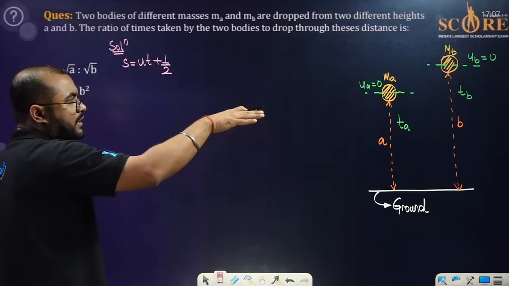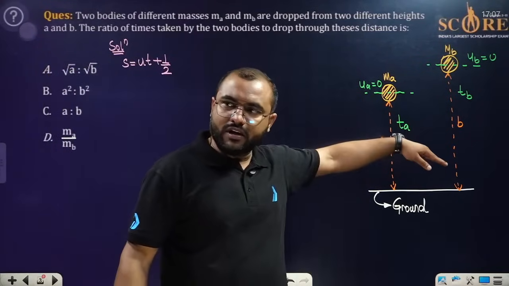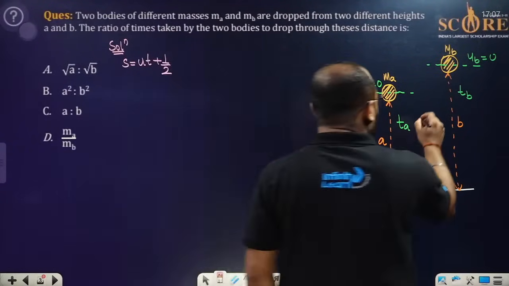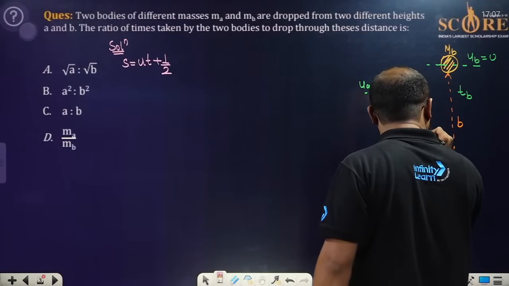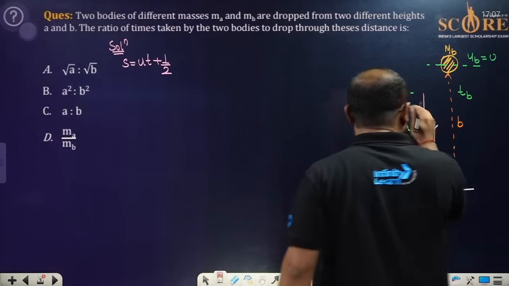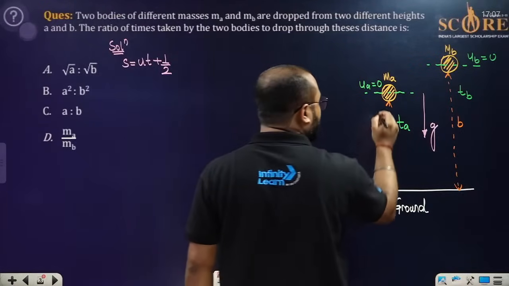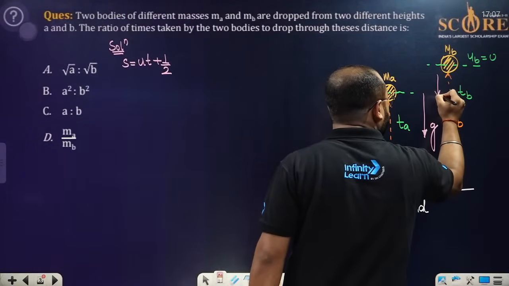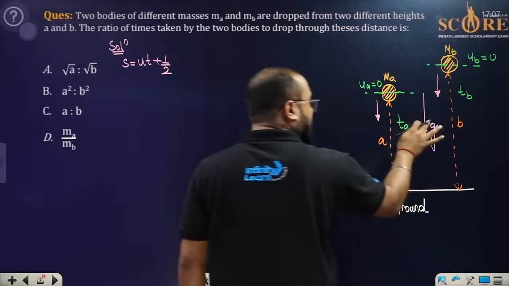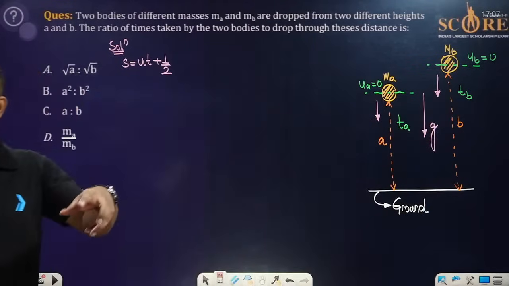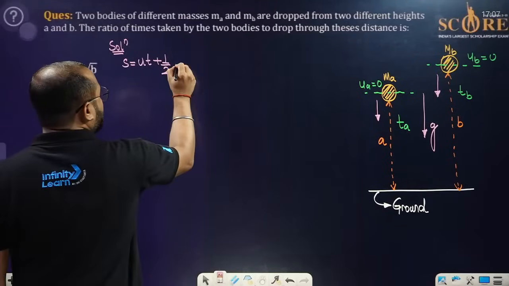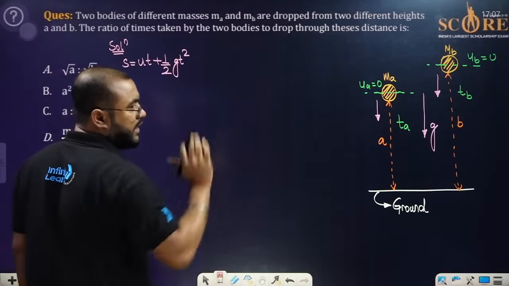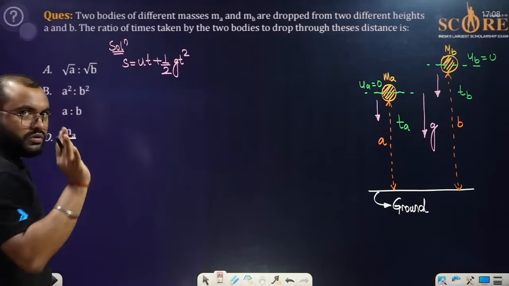Now, as you can understand, this is under gravity, so instead of writing A, we will write G. We know that the acceleration due to gravity is directed downwards, and these two bodies are also coming downwards. So they have the same direction as the acceleration due to gravity, and we will take the value of G as positive. So it is half G T square. This is the actual formula for the second equation of motion under gravity.